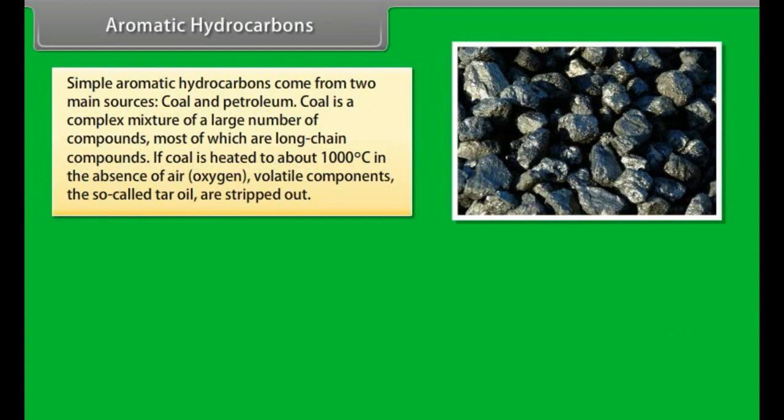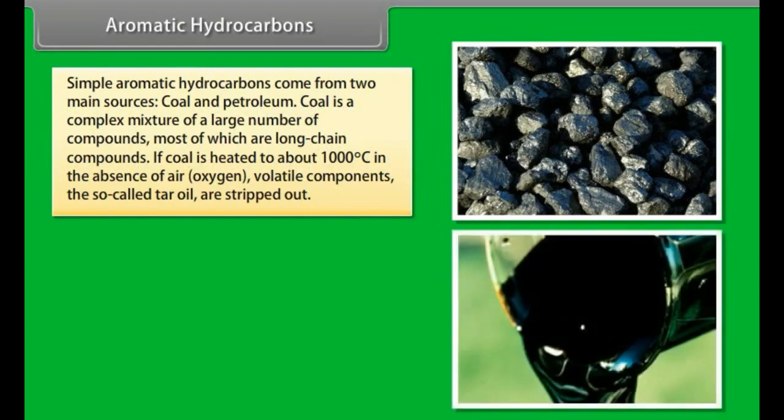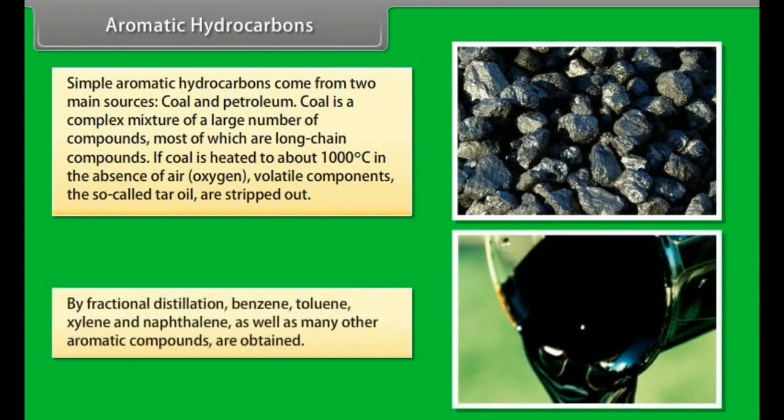Coal is a complex mixture of a large number of compounds, most of which are long-chain compounds. If coal is heated to about 1000 degrees Celsius in the absence of air or oxygen, volatile components, the so-called tar oil, are stripped out. By fractional distillation, benzene, toluene, xylene, and naphthalene as well as many other aromatic compounds are obtained.